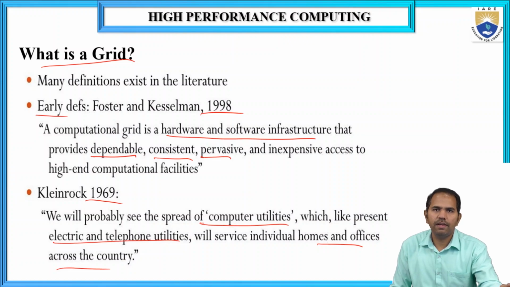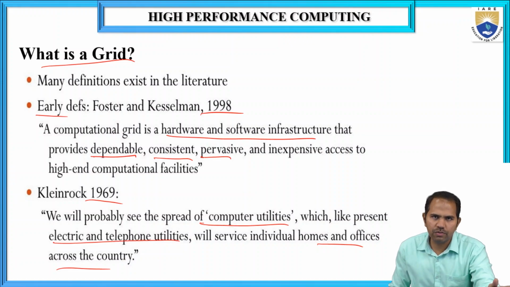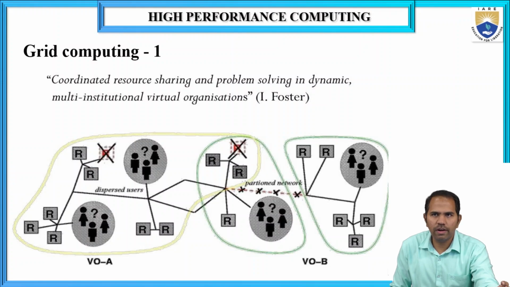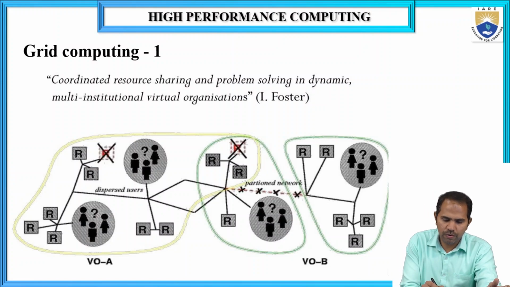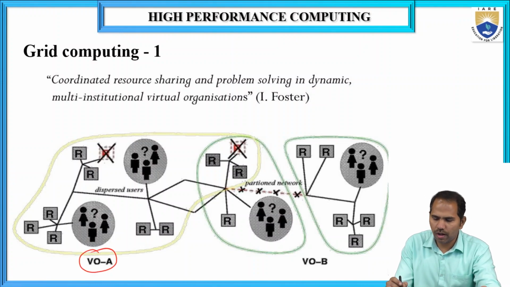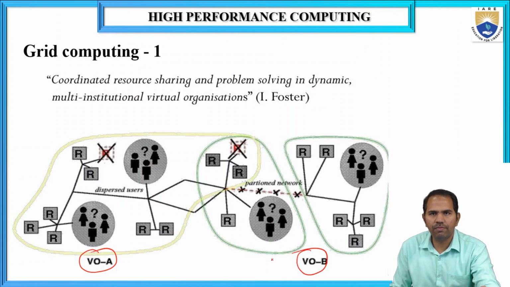So grid is nothing but a computing resource. It has different computing resources to achieve a common goal. Now, how does grid computing coordinate different goals? Here we have VOs, virtual organizations. There is Virtual Organization A and Virtual Organization B. Each has a group of software as well as resources that are shared.